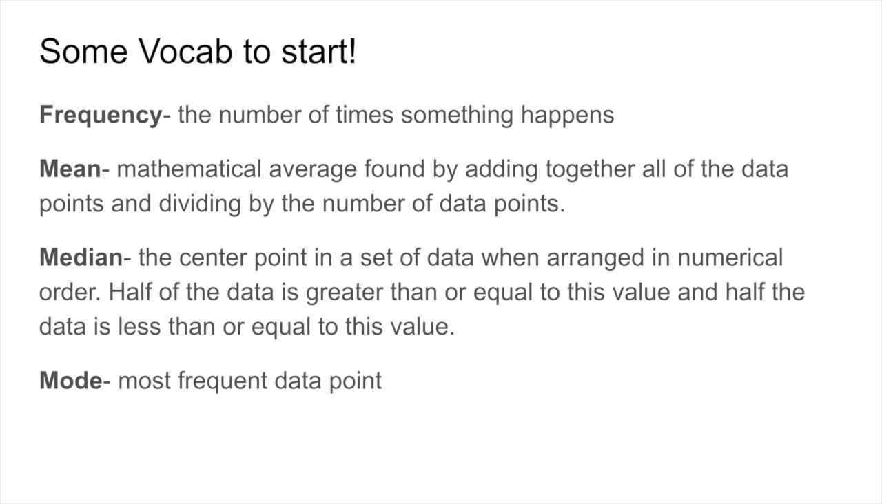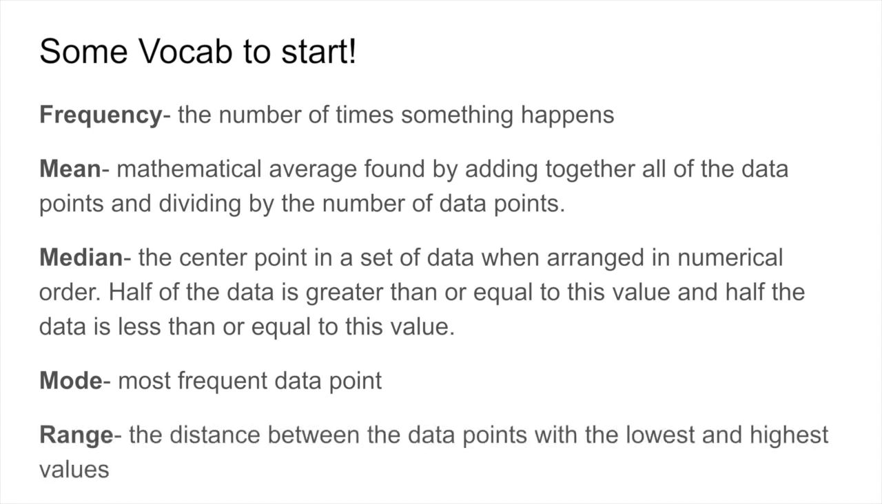Mode is the most frequent data point. So whatever data you have the most often is the mode. And then range is the distance between the highest and the lowest value data point. So you take your highest value and you take your lowest value and you subtract them, and that gives you the range. It tells you how far the spread is of all of your answers.